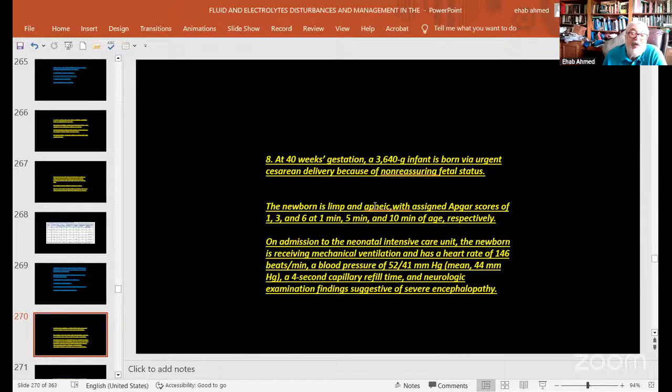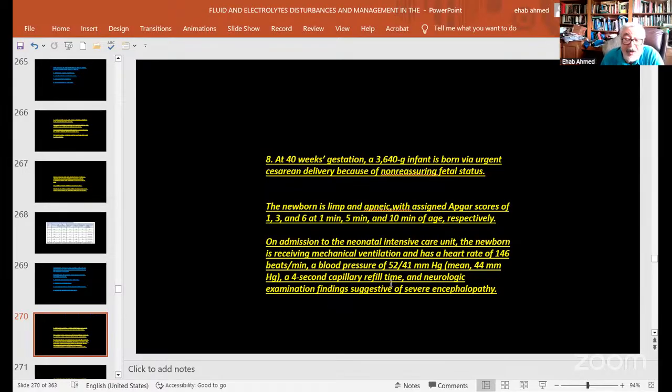Number 8, a 40-weeker, 3,640 grams, urgent C-section, non-reassuring fetal status. The newborn is limp, apneic, with Apgar scores of 1, 3, and 6. So most probably this is a possible HIE. On admission to the NICU, the newborn is receiving mechanical ventilation, heart rate 146, blood pressure 52/41, and the mean arterial blood pressure is 44.